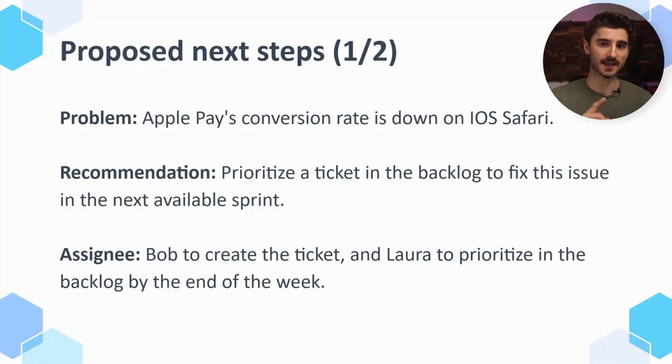Each recommendation should address a key insight and you should assign who's responsible for taking the next step. So let me give you just a summary example. If the insight is Apple Pay's conversion rate is down on iOS Safari, then the recommendation is prioritize a ticket in the backlog to fix this issue in the next available sprint. Then the assignee would be Bob to create the ticket and Laura to prioritize in the backlog by the end of the week. And I just can't stress how important this is.